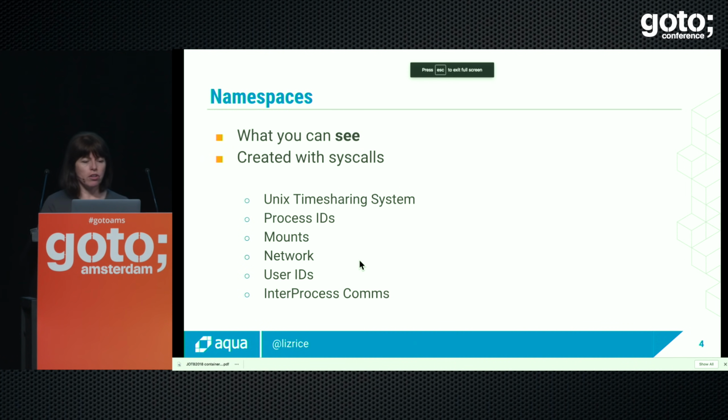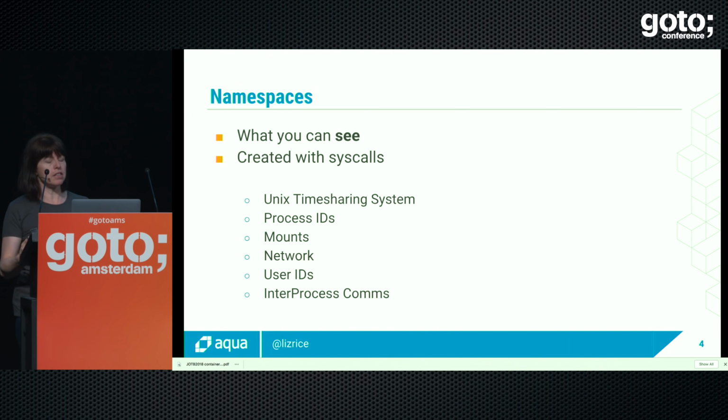Okay, so we have looked at the namespaces for the Unix time-sharing system, which is the hostname, for process IDs, and for mounts. And you can imagine how isolating things like your network interfaces so that your container only sees a specific set of network interfaces, and user IDs and inter-process communications, all work in the same sort of way. Okay, we also saw how chroot works and how that limits the container so it can only see a subset of the file system that the host can see.